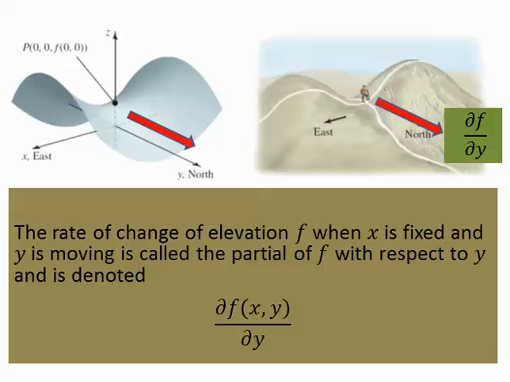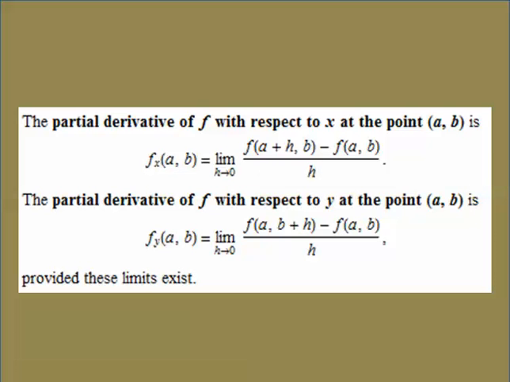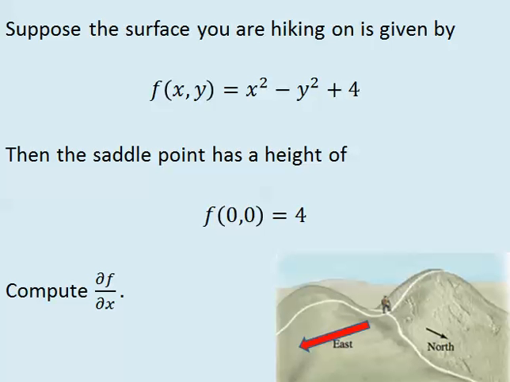Similarly, the rate of change of elevation when x is fixed and y is moving is called the partial of f with respect to y. Here are your formal definitions. And now let's move on to an example.